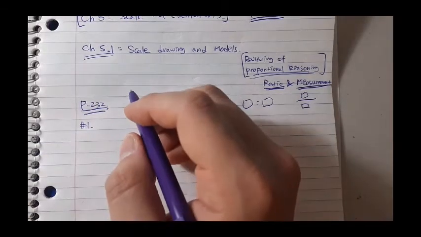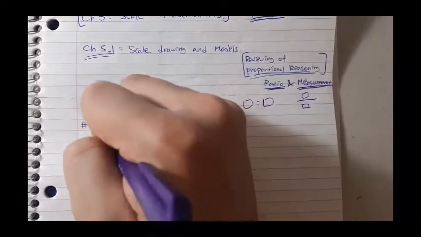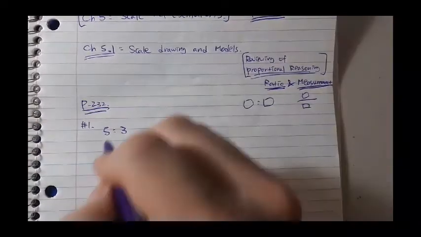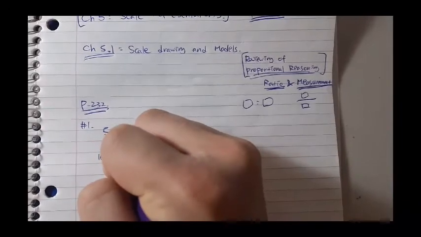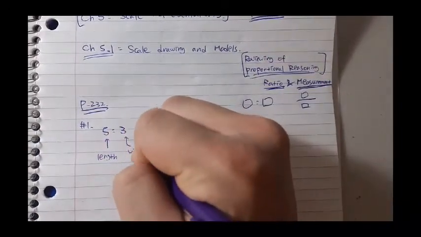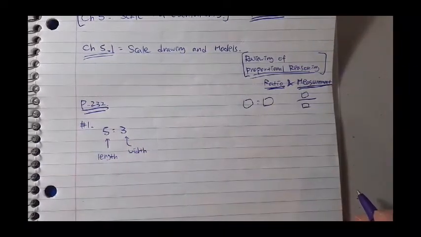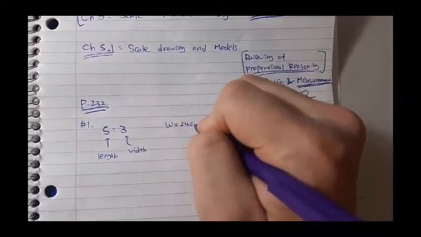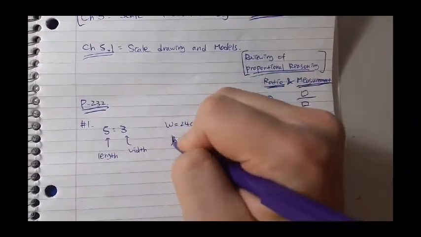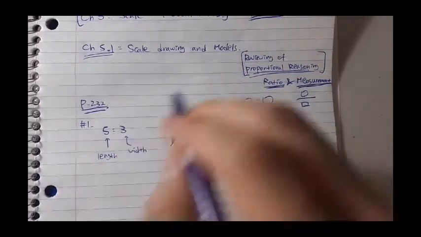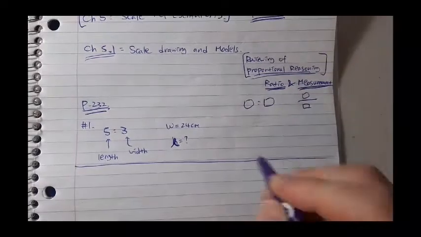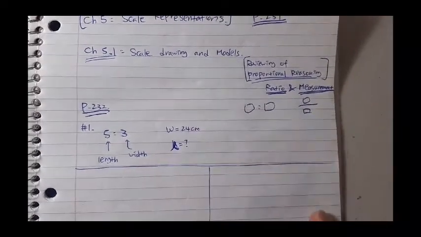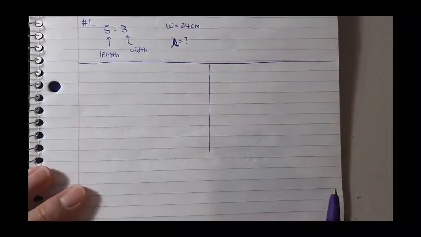First things first, we have the ratio given, 5 to 3. Remember that according to this question, length is 5, width is 3. And the other clue that is given is width is 24 centimeters, and length is what we need to find. We're going to use two different methods. One method is what we already know, basically, from previous Chapter 1.